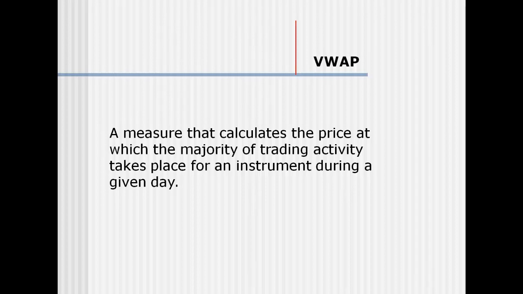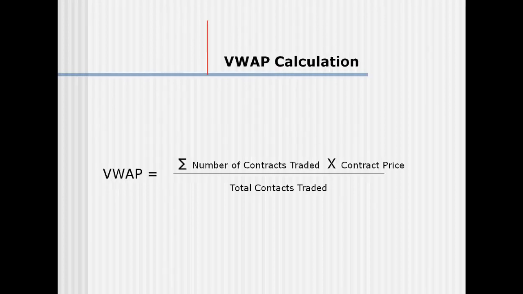So it is a measure that calculates the price at which the majority of trading activity takes place for an instrument during a given day. Now, the definition sounds a lot like the volume point of control, but it is calculated in a very different way from the volume point of control.